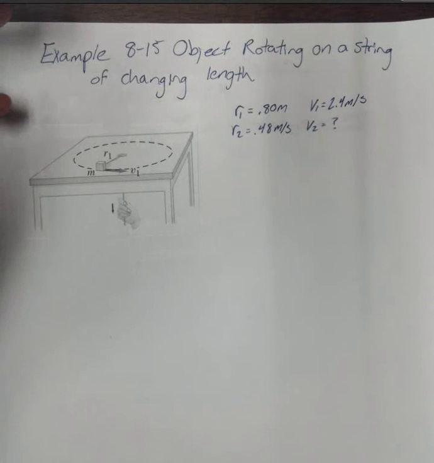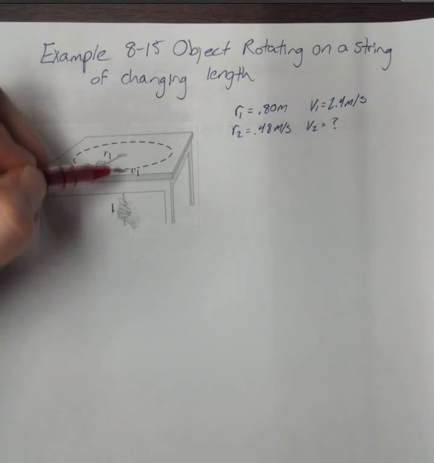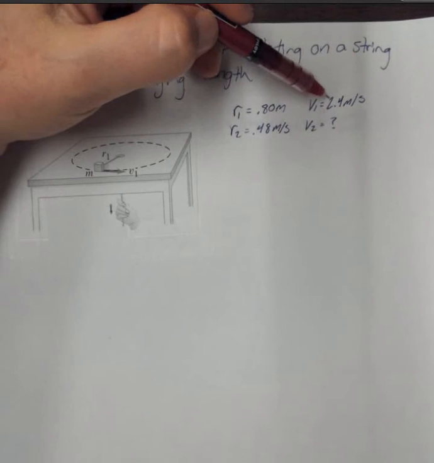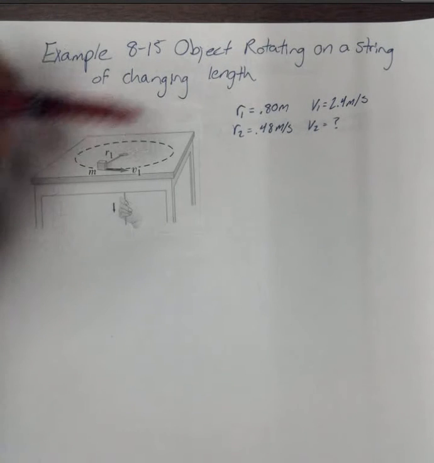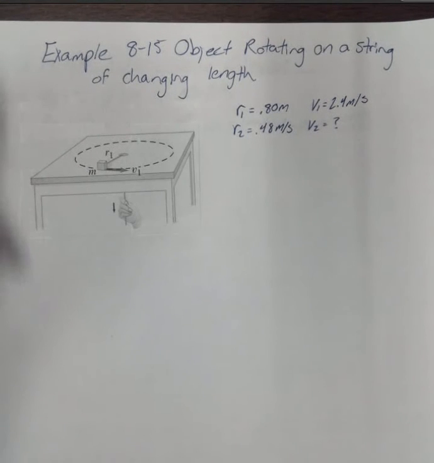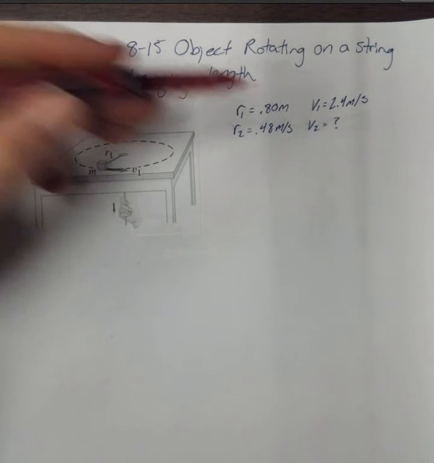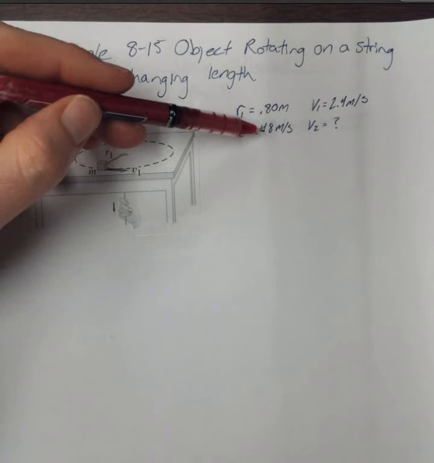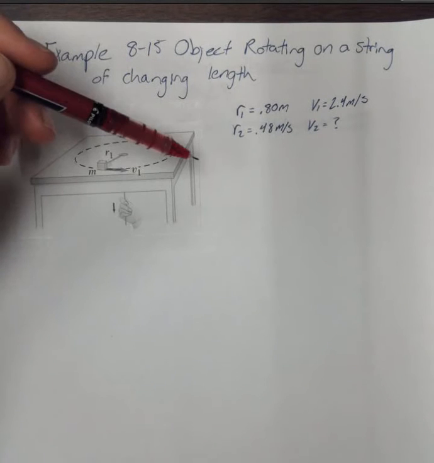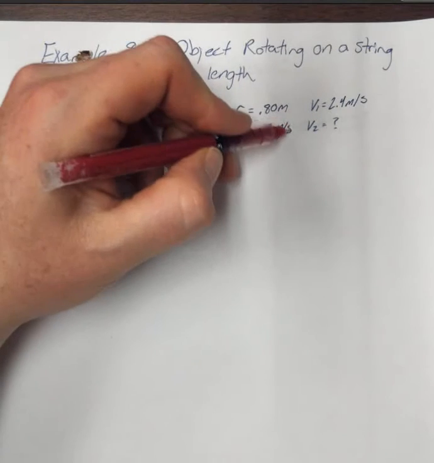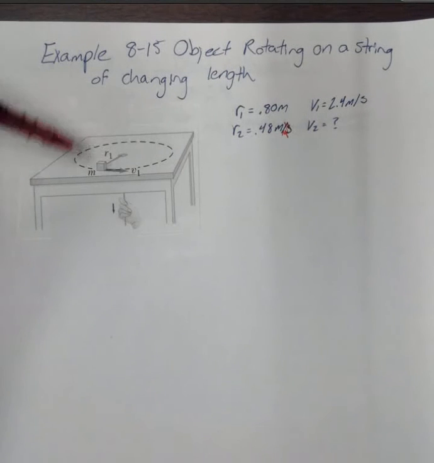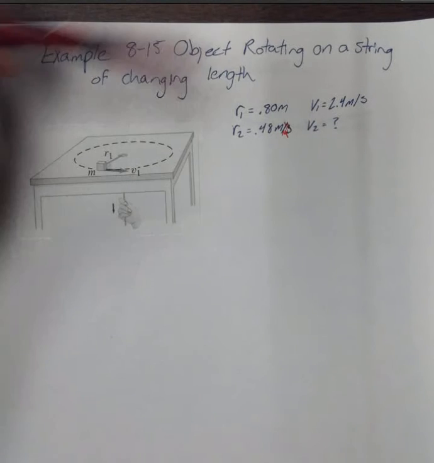Now, the other end of the string is passing through a hole, and it's initially given a speed of 2.4 meters per second as it rotates around in the circle. But that circle has a radius of 0.8 meters. If the hand pulls down until the radius is 0.48 meters, pardon my typo, then, since it's a frictionless surface, so the net torque is 0, what's that final velocity going to be?